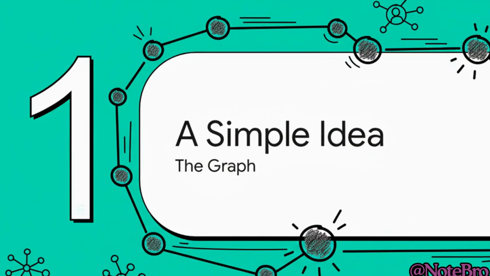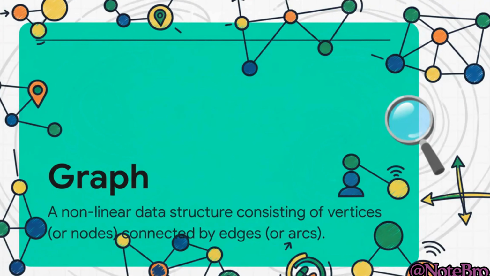So, let's break this down. The word graph might sound a little intimidating. Maybe it brings back bad memories from math class, but trust me, at its heart, a graph is built on just two core components that are incredibly easy to wrap your head around. And that's literally it. Seriously, a graph is just a bunch of dots, which we call vertices or nodes, and the lines that connect them, which we call edges or links. That's the whole thing. A person can be a node, and a friendship is the edge. A city can be a node, and a road is the edge. It is just a perfect, super flexible way to represent any kind of relationship.